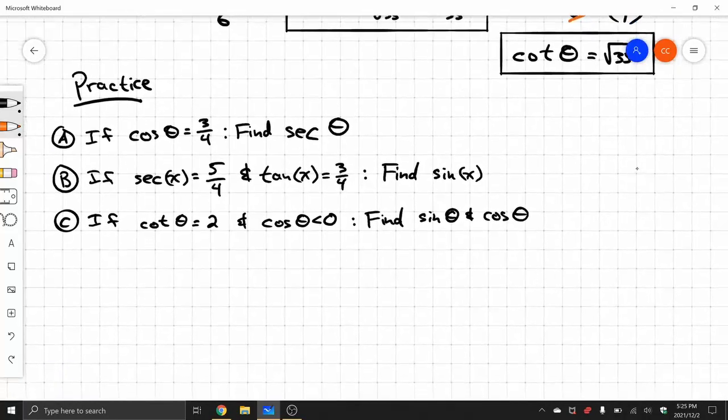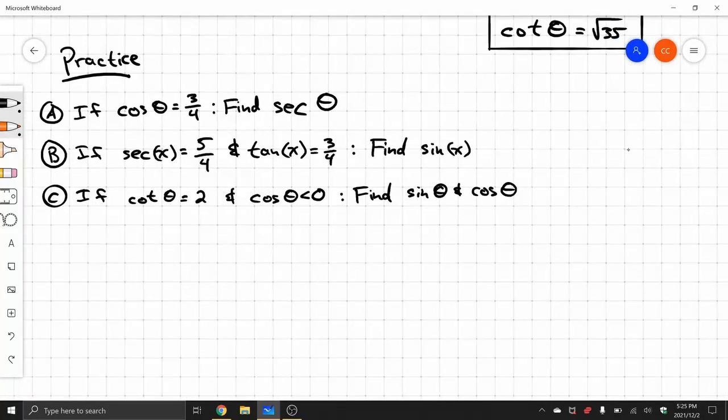Okay, so now you guys go ahead and work on these 3 practice problems, okay? Finding secant, finding sine, and finding sine and cosine. And pause the video and work on these.